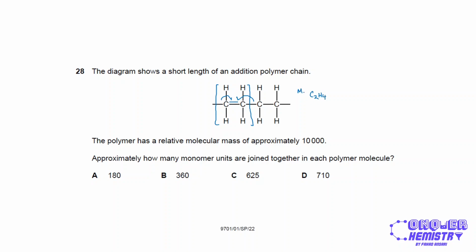So when I find the MR of C2H4, it turns out to be 2 times 12 plus 4. So this is going to be 28. Then what I do is divide 10,000, the MR of the polymer, by 28. This gives me around 357, which is approximately 360 monomer units, which is option B.